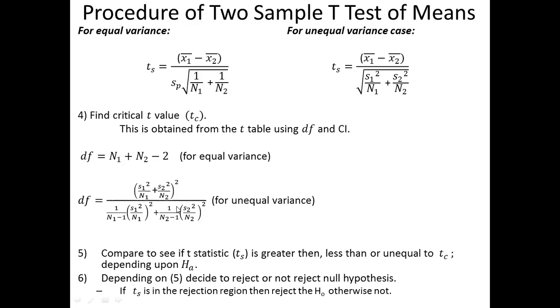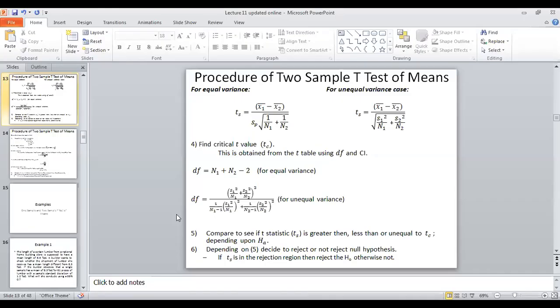So depending on step number 5, we can reject or not reject the null hypothesis, depending on whether our TS is lying in the region of rejection or region of no rejection, right? So that's how we basically work with the one sample t-test and two sample t-tests.